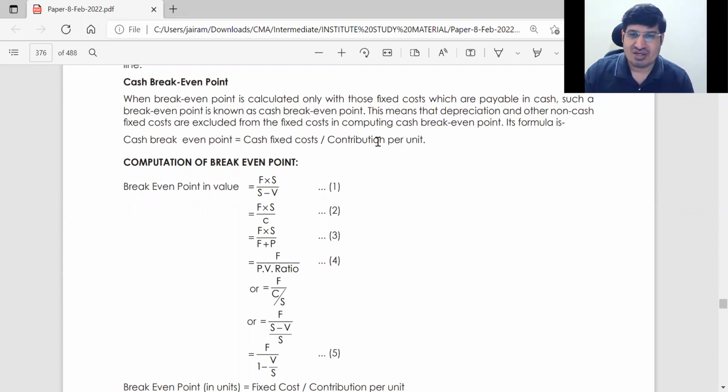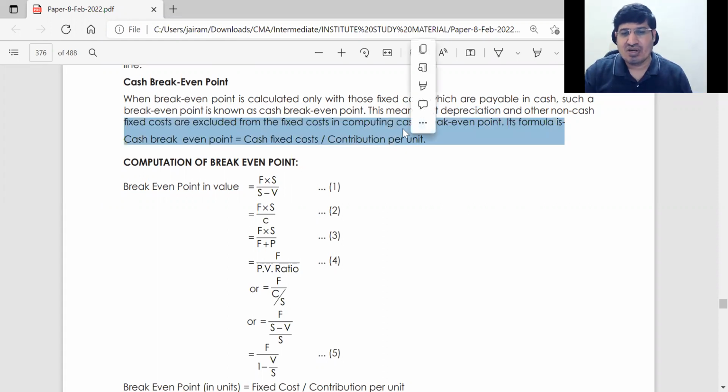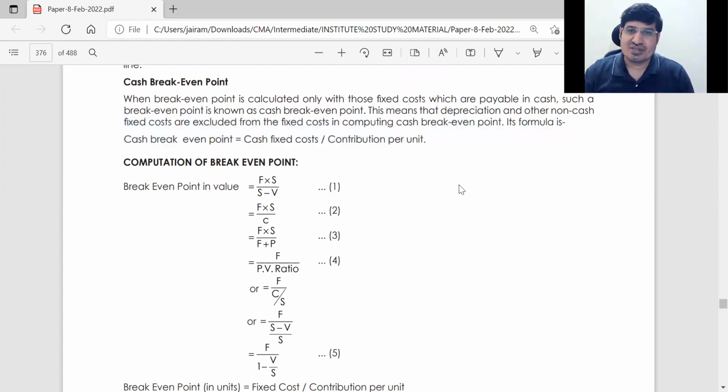So in this, all non-cash costs are excluded. Like depreciation is a non-cash cost because you don't have to pay it outside. Depreciation and other non-cash costs are excluded. That's all. Cash break-even point is cash fixed cost upon contribution per unit. Okay, that's all. That is your cash fixed cost.